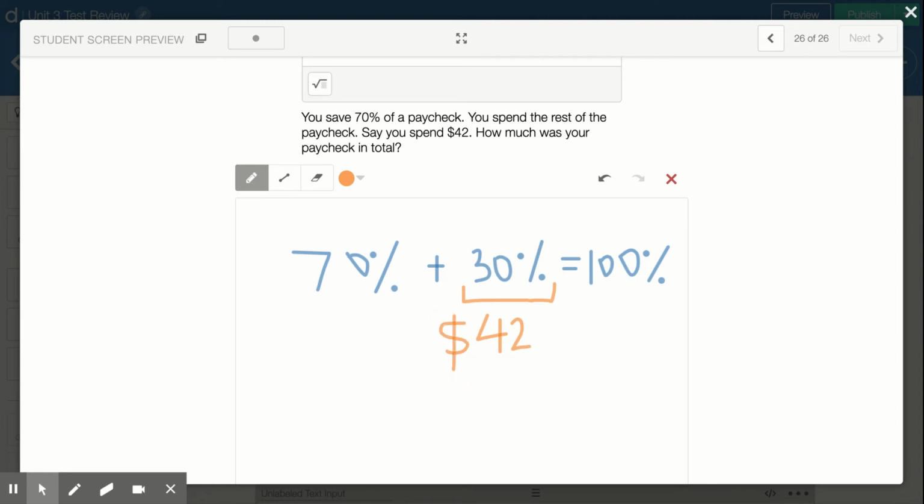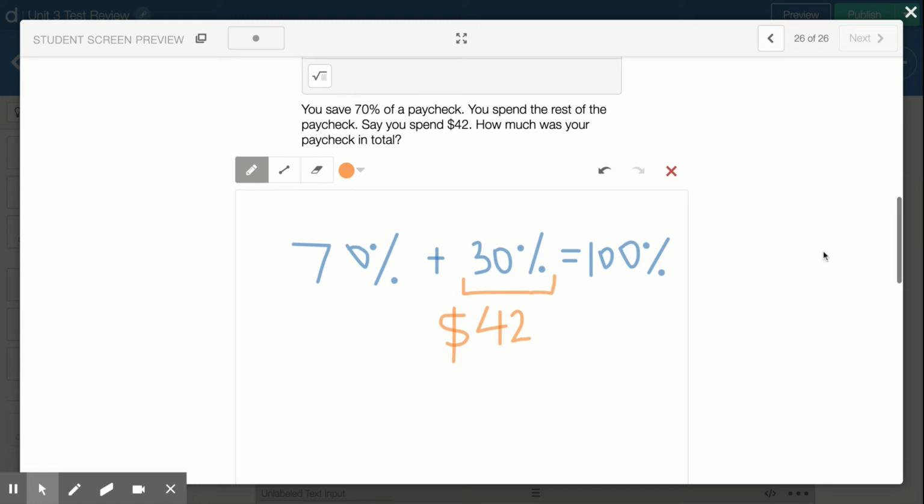So again, you could calculate what 10% is. If 30% is 42, you could easily find 10%. You could also figure out what 100% is because you know that 30% of whatever number is your whole ends up being $42. So you just got to get creative. And I highly suggest using the draw box to help you sort out what information you have and what the question is asking.